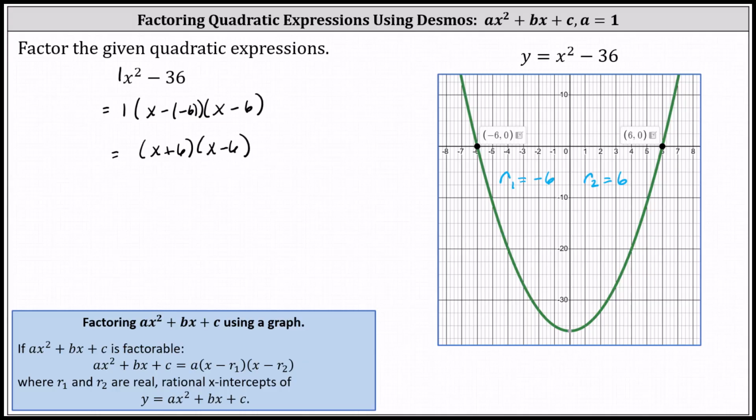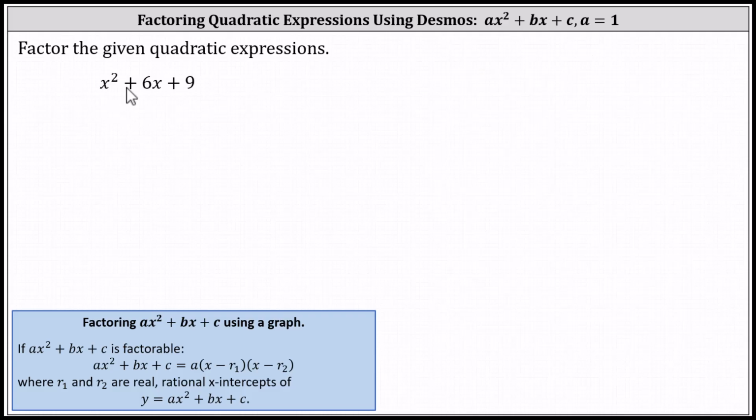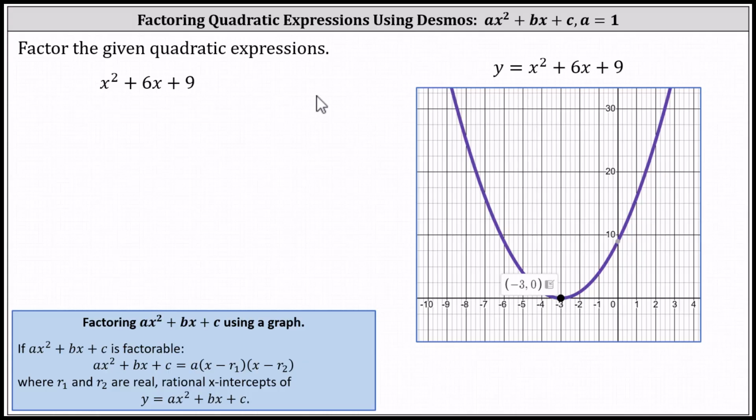Let's take a look at one more example that's a little bit different. To factor x squared plus 6x plus 9, we will graph y equals x squared plus 6x plus 9 and determine the x-intercepts. However, notice this graph only intersects the x-axis at one point, (-3, 0), but because the graph touches the x-axis at x equals -3 and then bounces back, we count the x-intercept twice, and we say r sub 1 equals r sub 2, which equals -3. So again, when the graph does not cut through the x-axis, but touches the x-axis and then bounces back, we let r sub 1 and r sub 2 equal the value of the x-intercept.